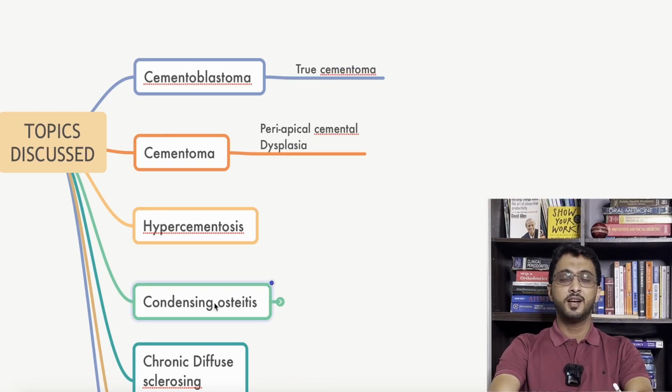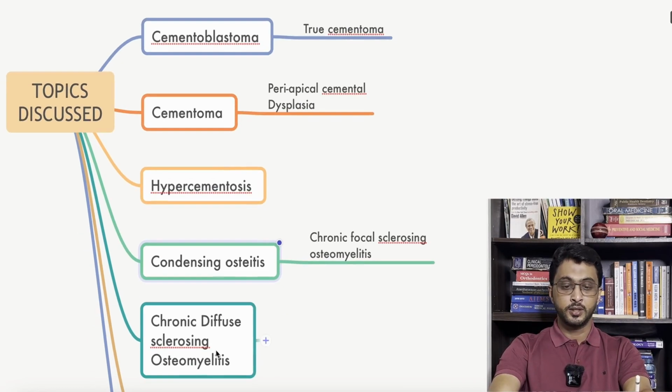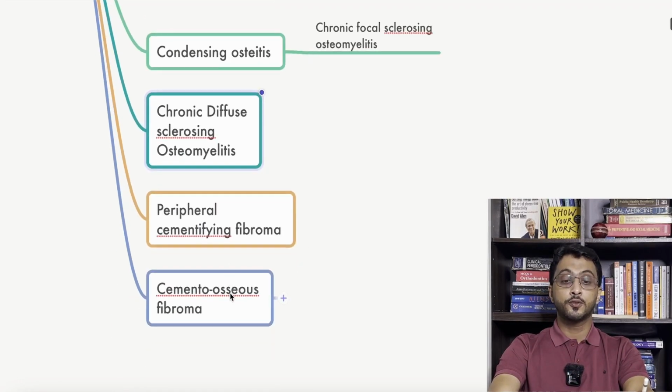Another very similar one is condensing osteitis. Now this is a form of osteomyelitis known as chronic focal sclerosing. So sclerosing is a very important term there. Osteomyelitis. Now there is chronic diffuse sclerosing osteomyelitis. So this is focal sclerosing, and we have diffuse sclerosing osteomyelitis.